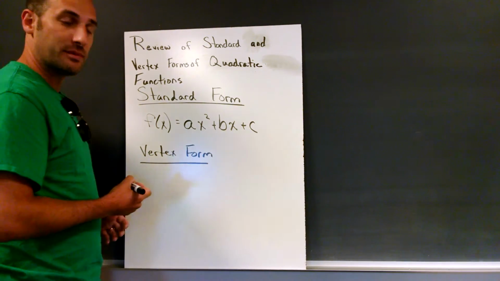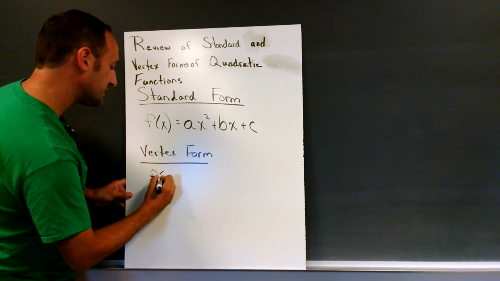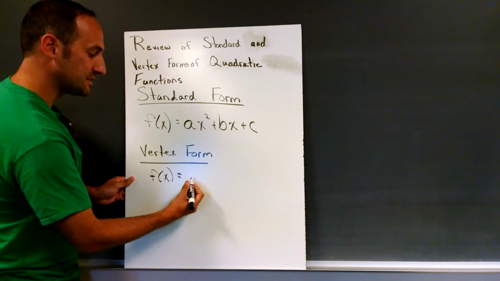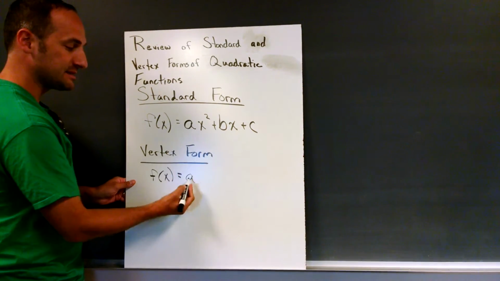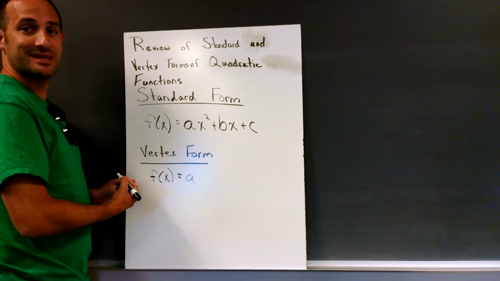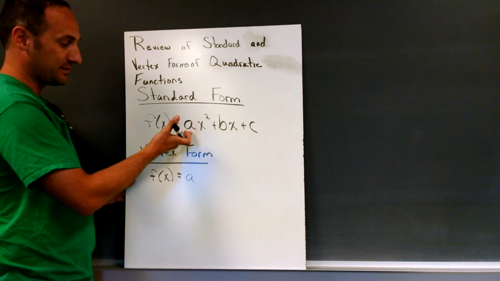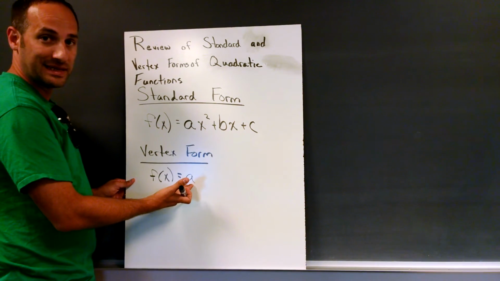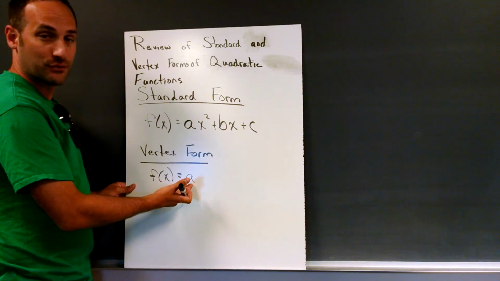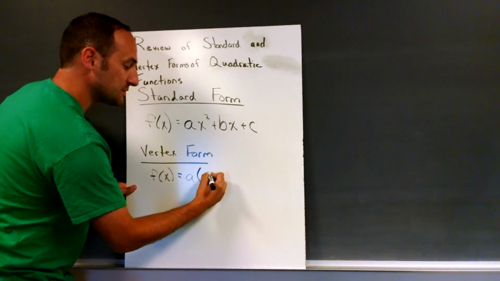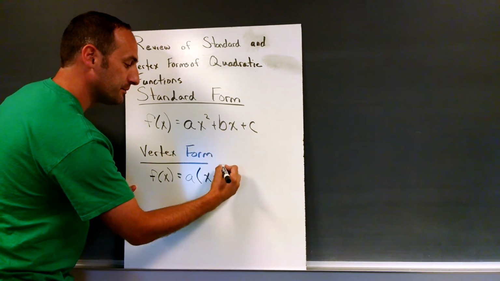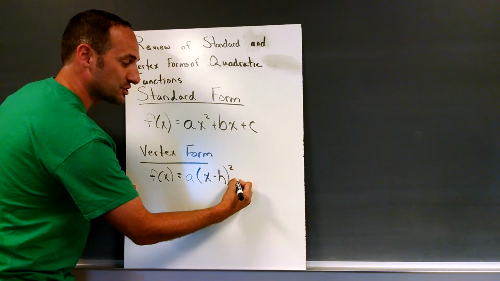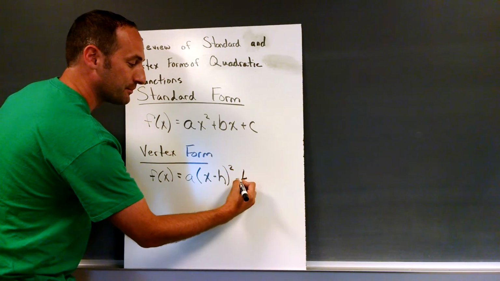So here's what vertex form is. f of x equals a. You'll notice that it's still going to start with an a. This a and this a are the same thing. They don't change, so that's a nice thing about it. We know what that is. If we have standard form, we can find the leading coefficient of vertex form as well. We still have our x, which is great. And then we have new things: x minus h, squared, plus k.